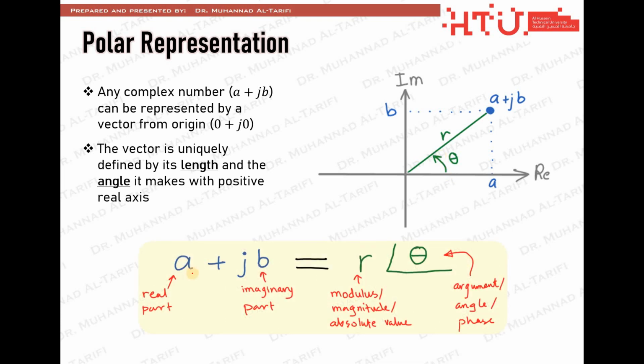In writing, a plus jb is equal to r at the phase of theta, where a is the real part, b is the imaginary part, r is called the modulus or the magnitude or absolute value, theta is called the argument or angle or phase.